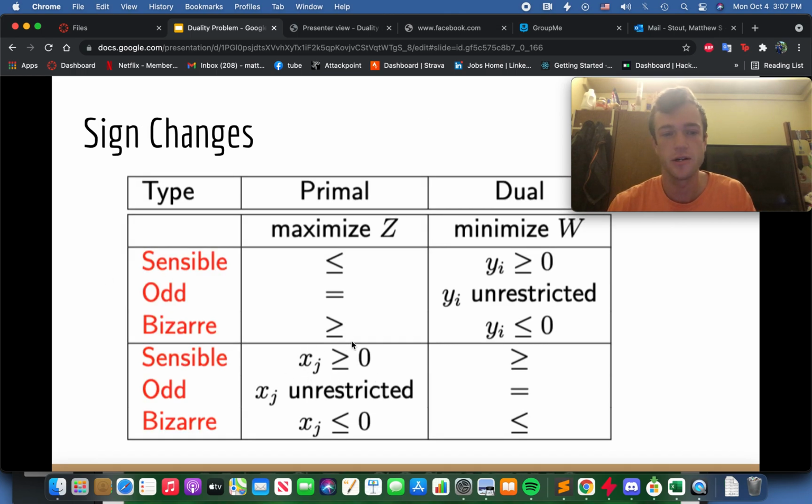If yi is greater than or equal to 0, that kind of makes sense because normally you can't have negative numbers, so it's expected to be greater than or equal to 0. It would move to greater than or equal to for a minimize dual problem because normally you don't have negative numbers. Also, if something is unrestricted, it would go to equal, and it's kind of bizarre to have something less than or equal to 0, so therefore it would go to a less than or equal to constraint, which is, again, weird for a minimize problem.